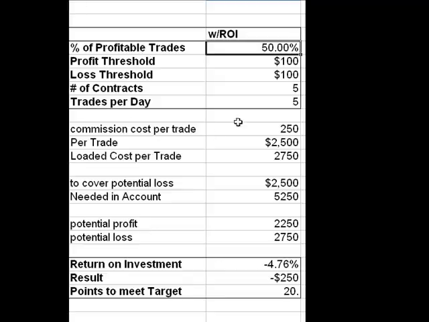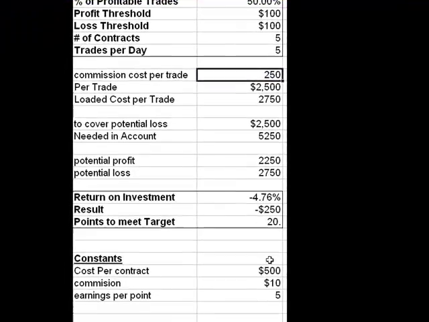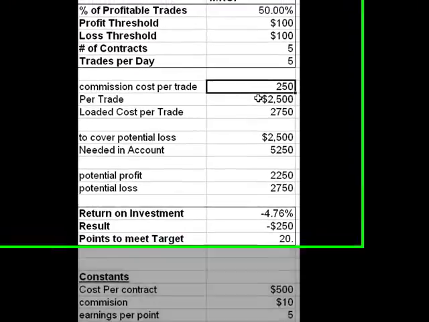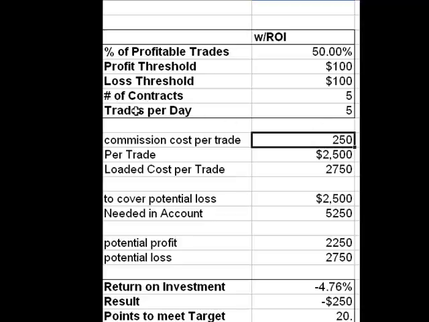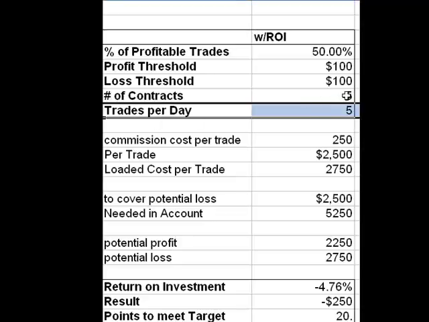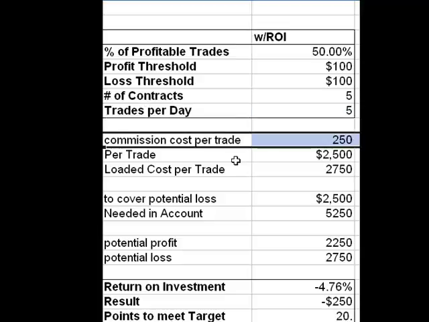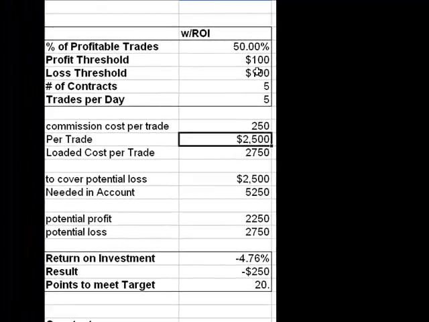So in our scenario, we're going to trade 5 contracts 5 times a day. So because it's 5 contracts, what does that mean? That means our commissions are going to be $250, $10 for each time. So 5 times 5 is 25, times 10 is $250. And that's because we're trading 5 times per day. So our commission is $250. We're risking $2,500 because it's 5 contracts.